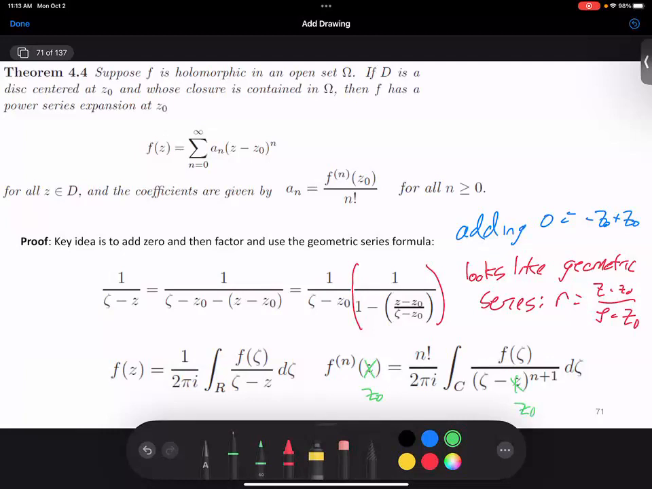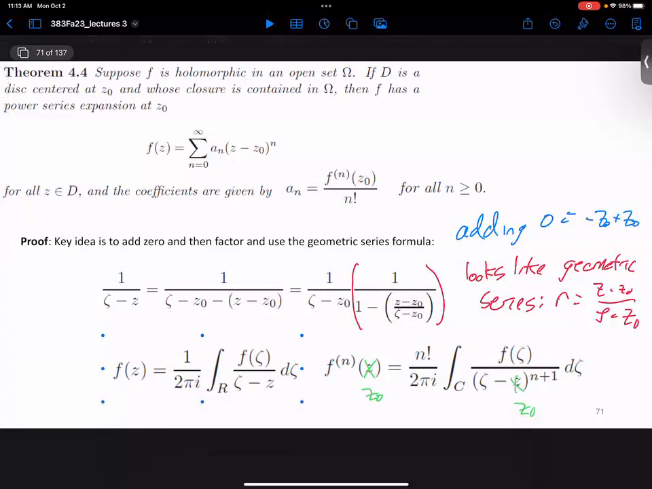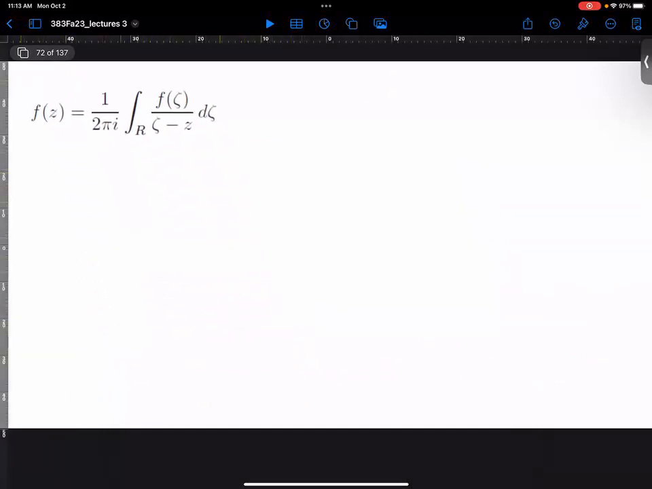Just go through Cauchy's argument. Instead of using z, use the letter z naught. It's not a big deal. So we know the formula for the nth derivative at z naught. We know f of z is equal to the following. Okay, so hopefully this will work. Yes, it did work. Excellent.